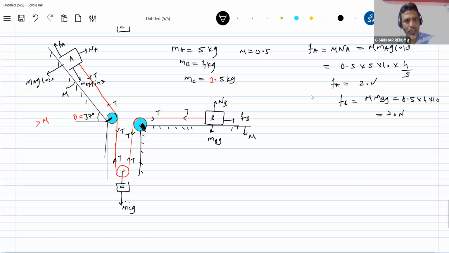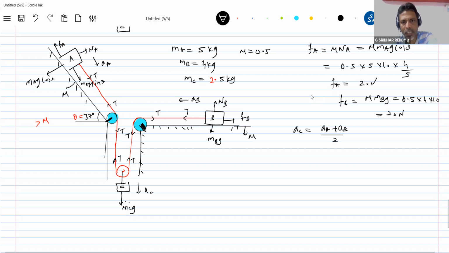And then we don't know, so let's assume any constraint equation: 2AC should be equal to AA plus AB. That I'm writing as the constraint equation. Acceleration of block C should be equal to acceleration of block A plus B by 2, looking at the strings. So there's a constraint equation.